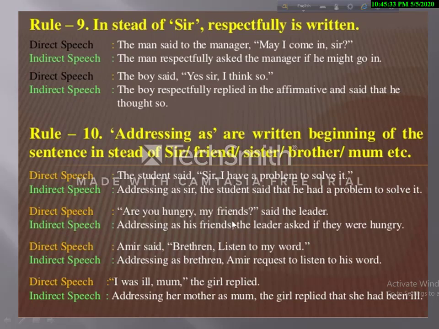"Are you hungry, my friends?" said the leader. So here the leader has addressed his friends using my friends. So here my friends is the vocative case. So the answer will be addressing as his friends, the leader asked him if they were hungry. Okay, my dear students, I think you have understood it, and very often you will find it. So you will have to be very clear and careful about these two rules.